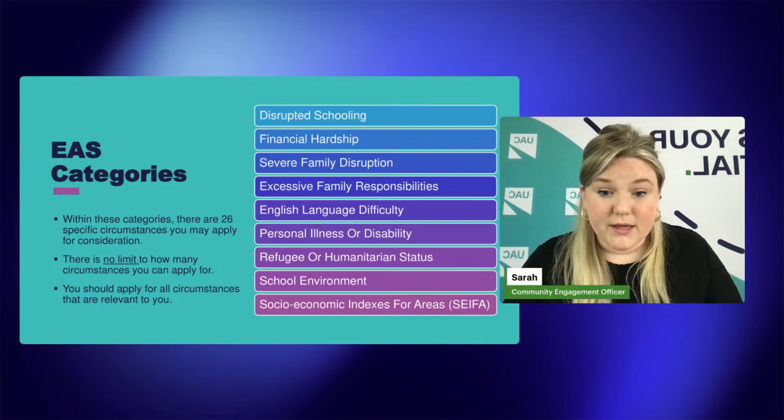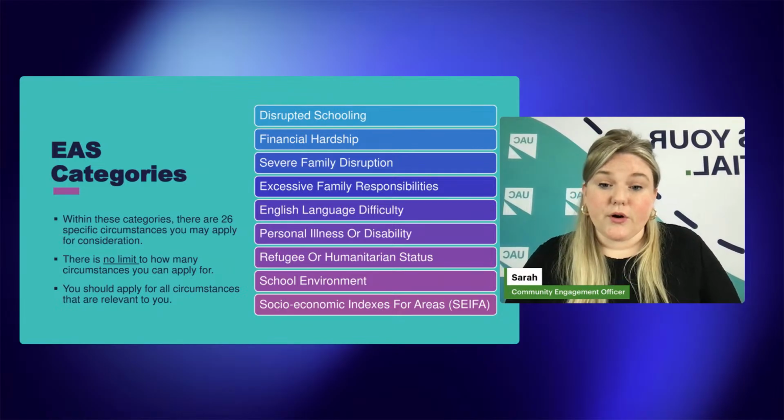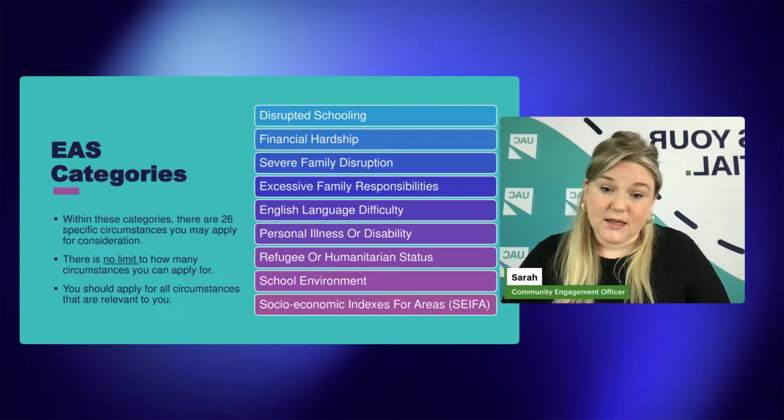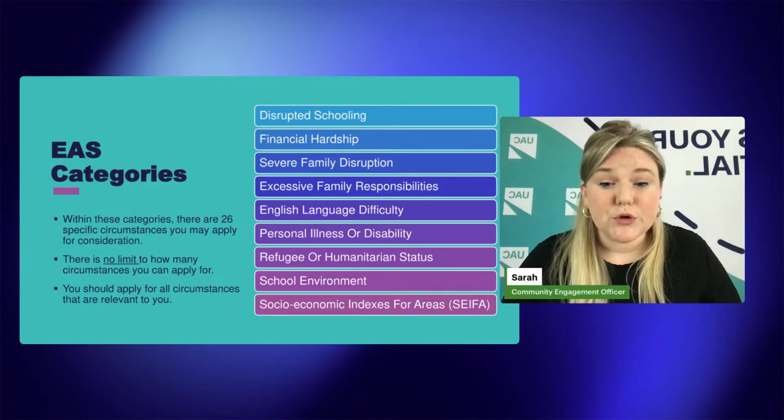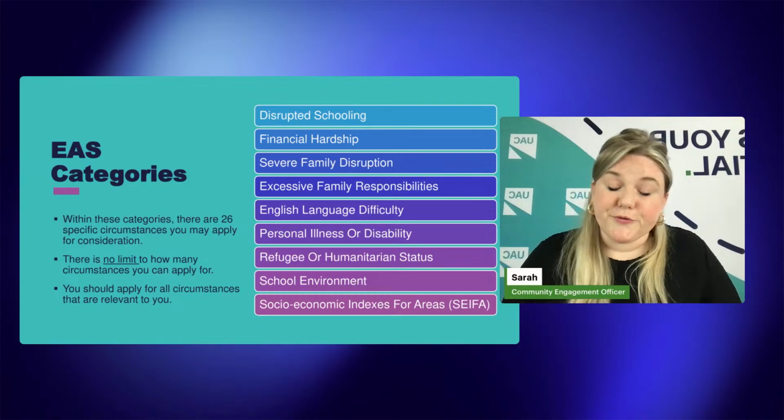Another category is personal illness or disability. So you've suffered or had a long-term illness or disability that's had ongoing impacts on you. Refugee or humanitarian status in Australia. Your school environment, so whether you're in a rural, regional, or remote school, and the socioeconomic indices for areas.